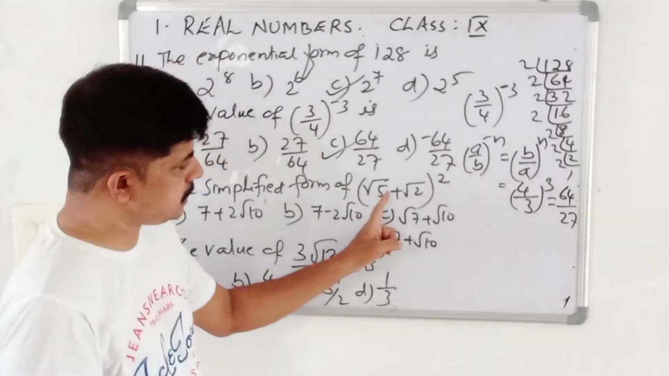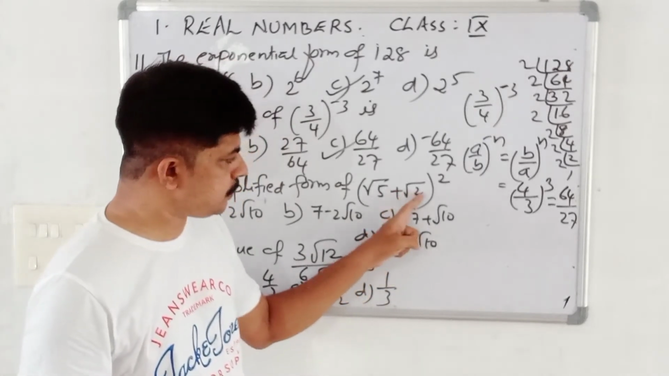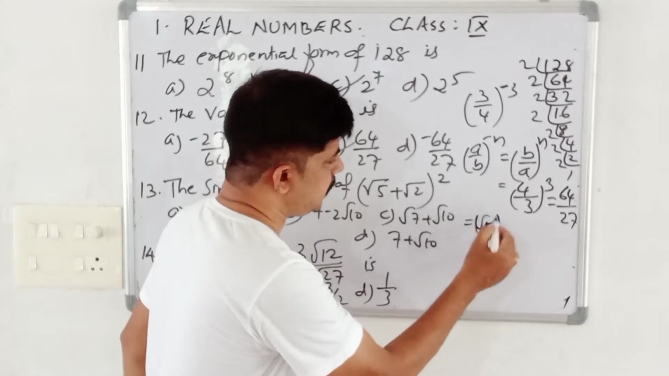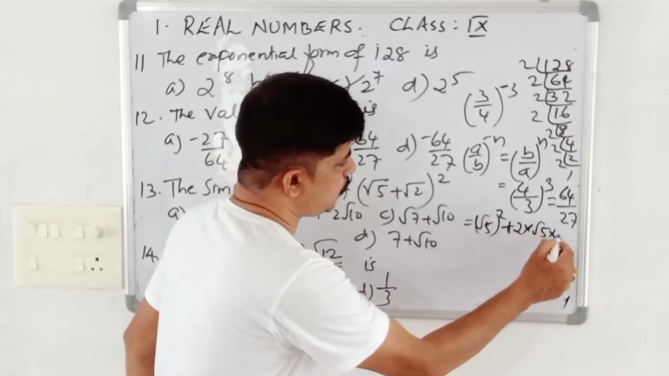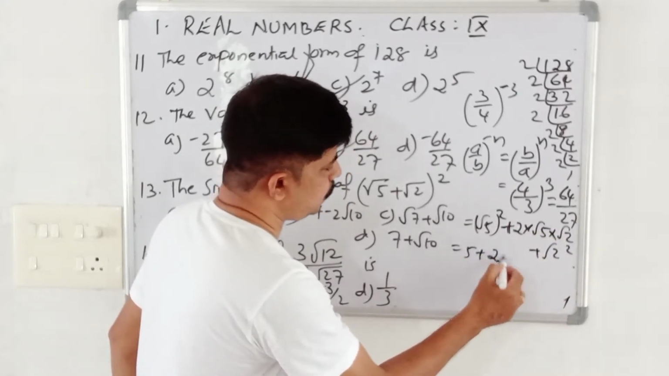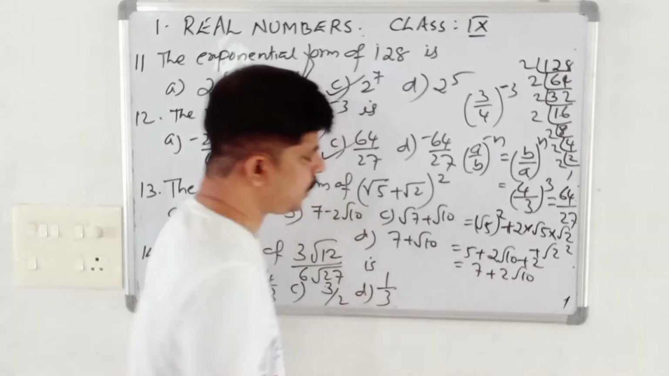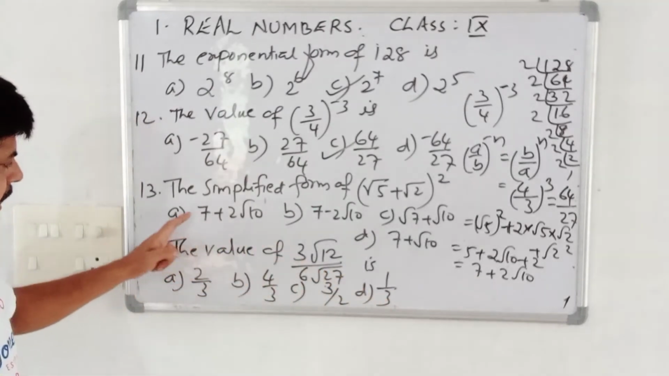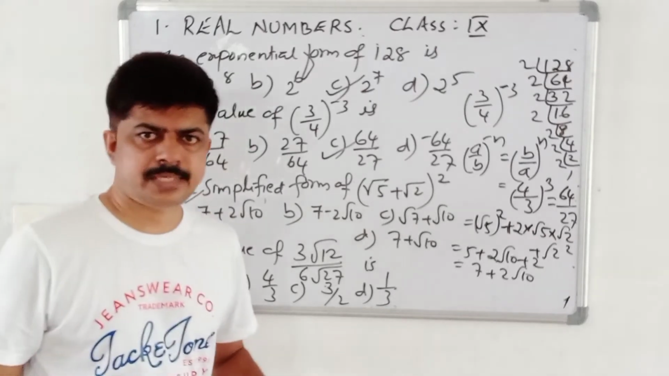What is root a? This is of the form (a plus b) whole square. When you do (a plus b) whole square, we have a square plus 2ab, 2 into root 5 into root 2, plus root 2 square. We have 5 plus 2 root 10 plus 2. Therefore the answer is 7 plus 2 root 10. Therefore in our options we can see option A is the right answer.